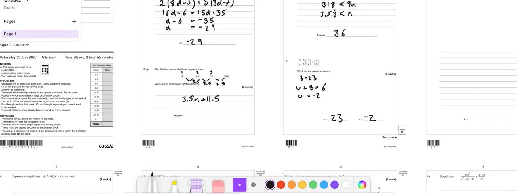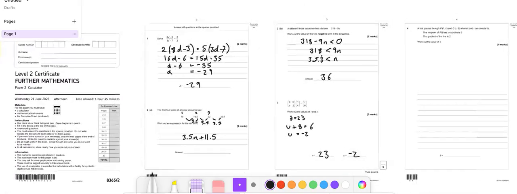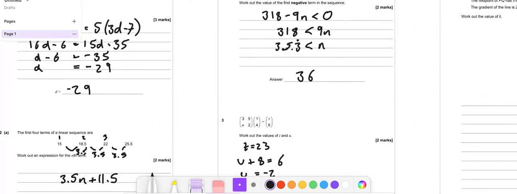I've just seen something about the previous one. They want the value of the first negative term. So actually we've then got to do 318 minus 9 times 36. 318 minus 9 times 36. The value is minus 6.